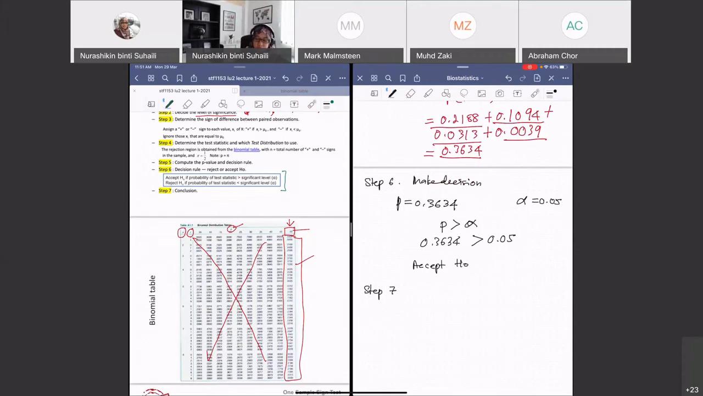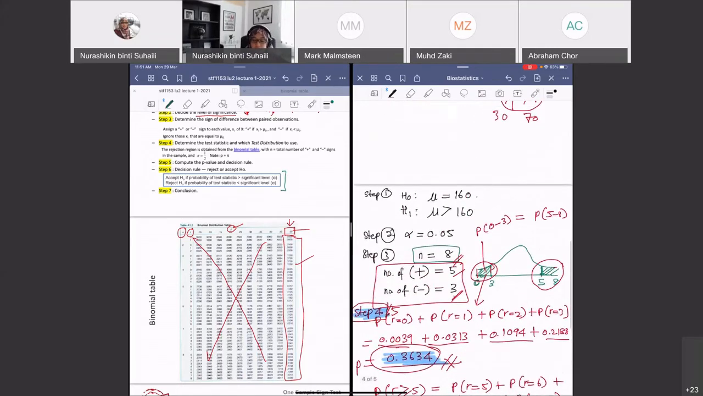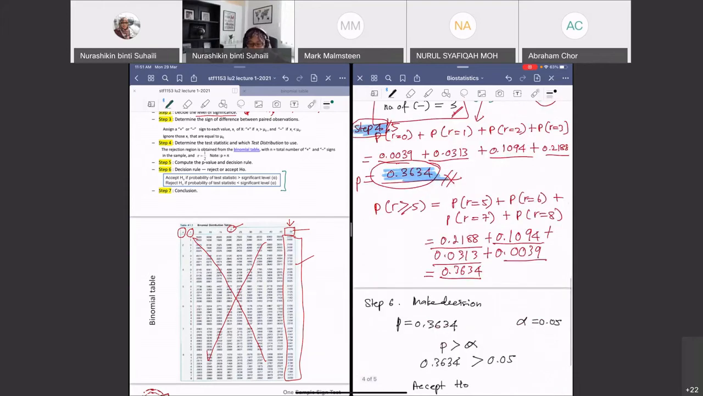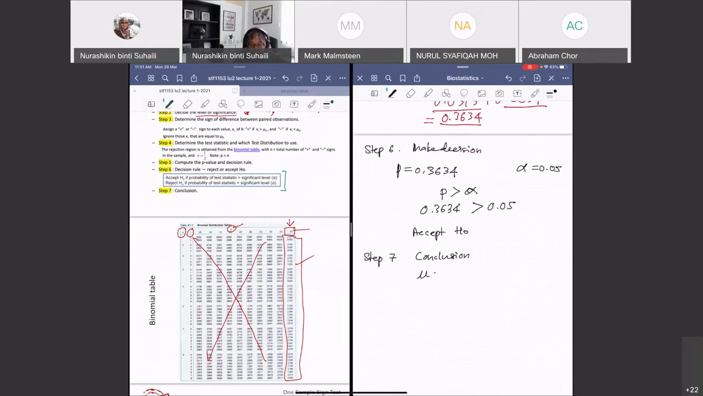Step 7 is to make a conclusion. So how you make a conclusion, you go back to the case, to the problem that you're analyzing. You have to state it specifically. So in the first step, you set the hypothesis, and you say that when it's null hypothesis, the mu is equal to 160, right? So that means you can say the mu is 160.